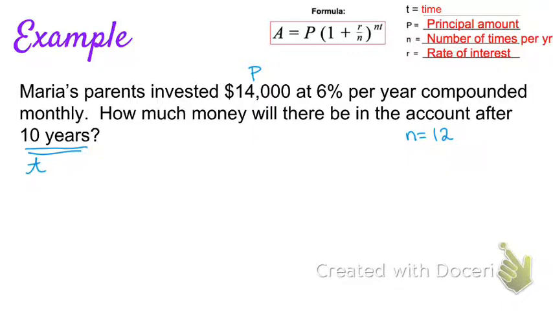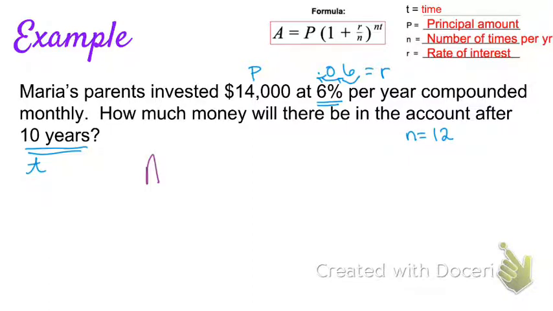And then my rate of interest is 6%. And remember, you need to make that a decimal. 6%, you want to move that decimal point 2 to the left. So that's 0.06. So that's my R. So now I'm going to substitute these numbers into my formula.